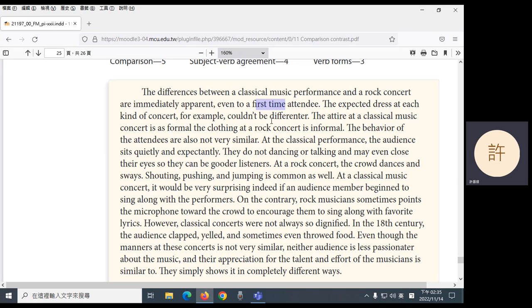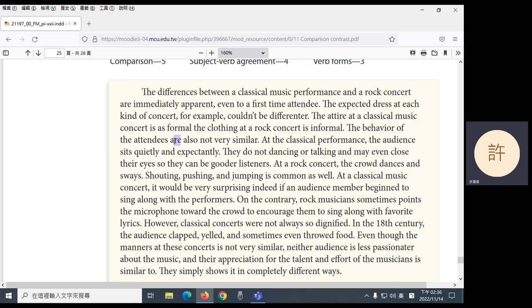The second mistake your classmate pointed out, this should be more different. The third mistake is here. It's missing a word. The attire at a classical music concert is as formal as the clothing at a rock concert is informal. As something, right? 跟 A 一样 B. So it's missing the word as.